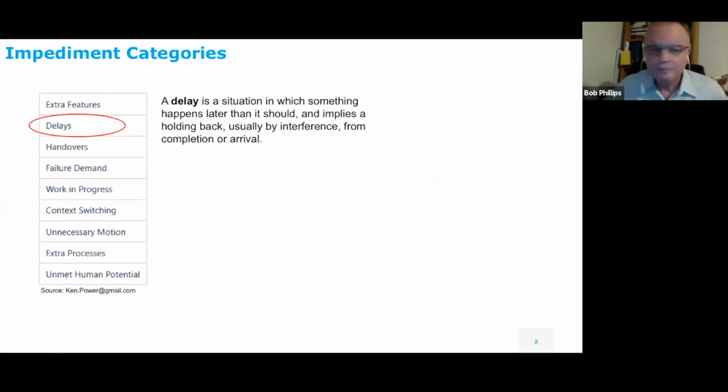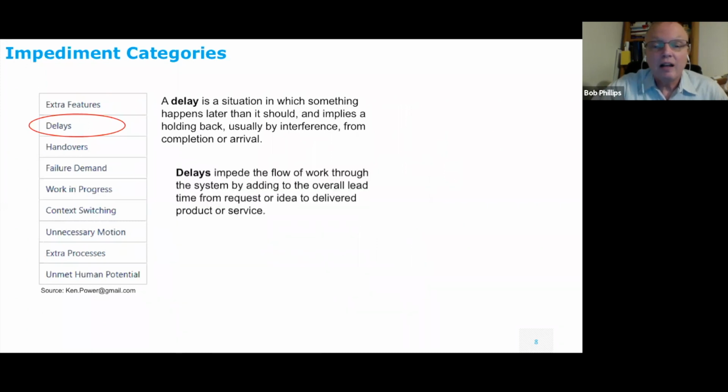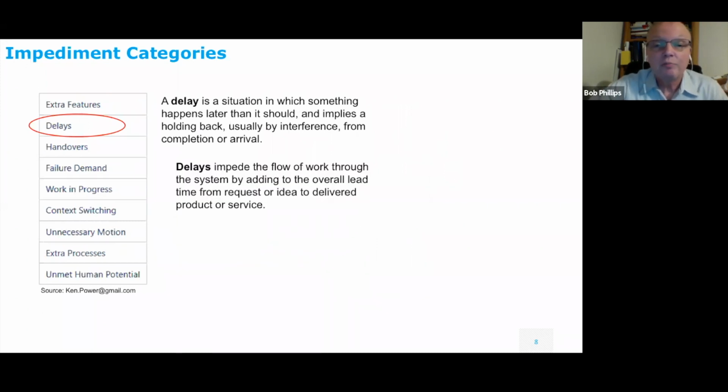So the next one is delays. Pretty much self-explanatory. It keeps you from moving forward. The way a delay could impede the flow is that it takes longer to move things through the system. I'll give you an example.